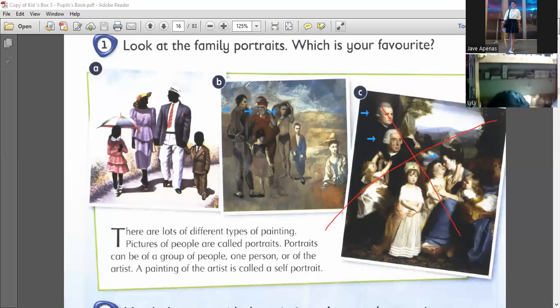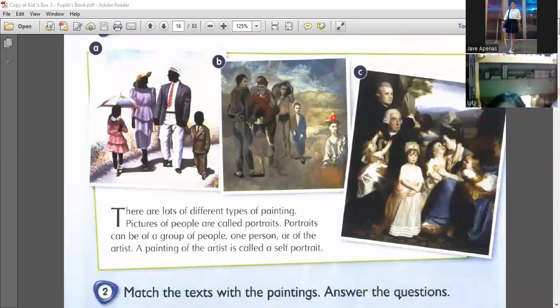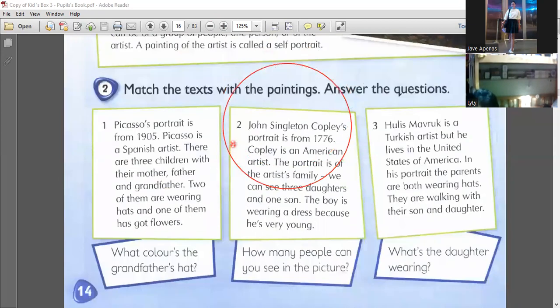Okay, what is the grandfather? What's the color of the grandfather's hat? Grandfather's hat in letter B. What's the color of his hat? Red. Okay, red.